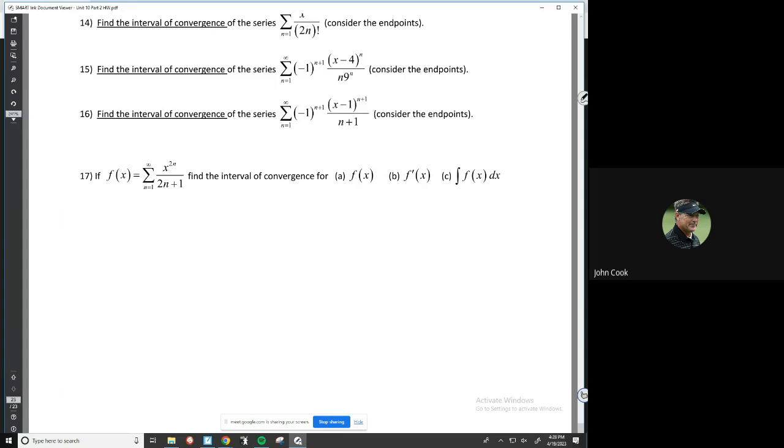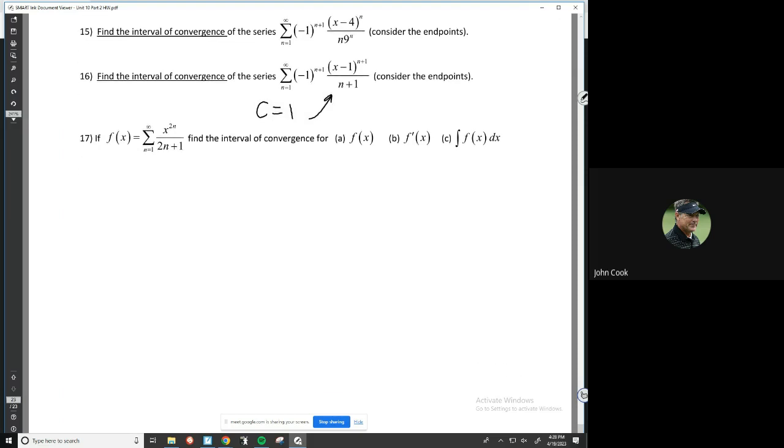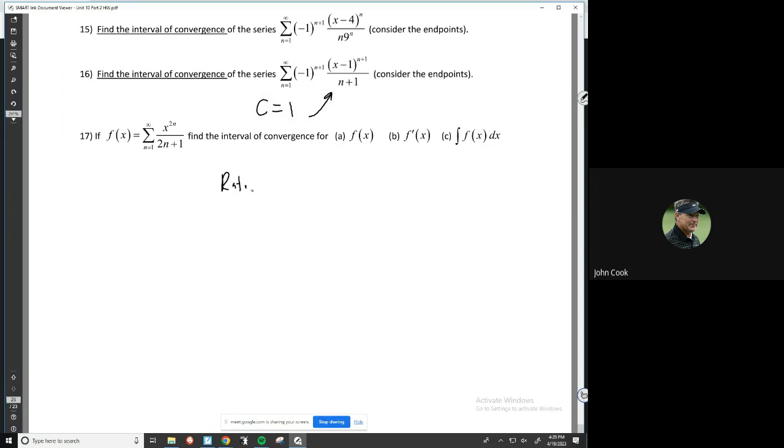So let's see. In this case, the center was 1. We already got that from here. So I'll use the space down here to check the interval of convergence for this thing. Okay, so we've got the ratio test is what we're going to use to figure this thing out.